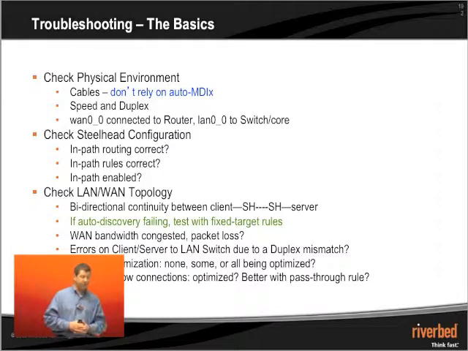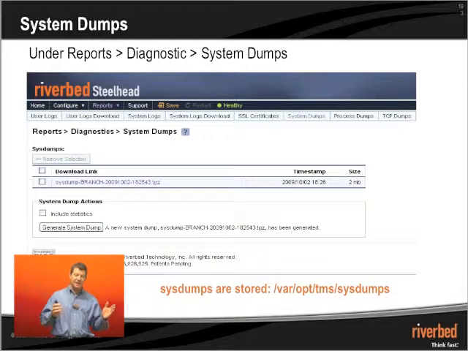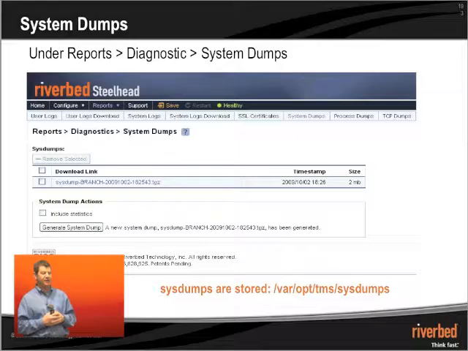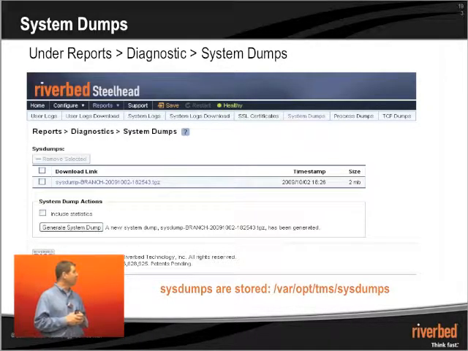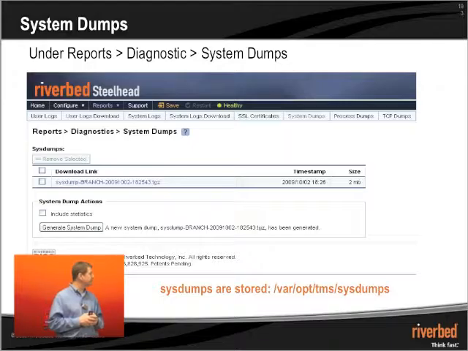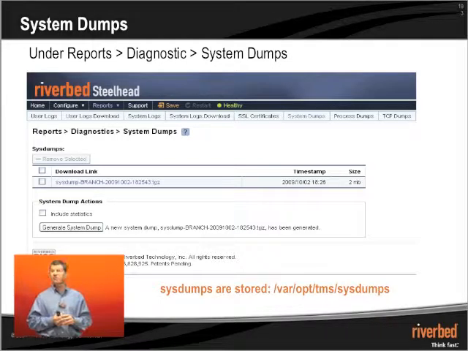If you ever talk to Riverbed technical support, they're going to ask you for a system dump. System dump basically collects all of the information about the current state of the Steelhead appliance, and it can be run through a sysdump analyzer by the technical support staff. We go into reports, diagnostic, system dump, and this is where we are able to either generate a system dump or download a system dump that has been created.